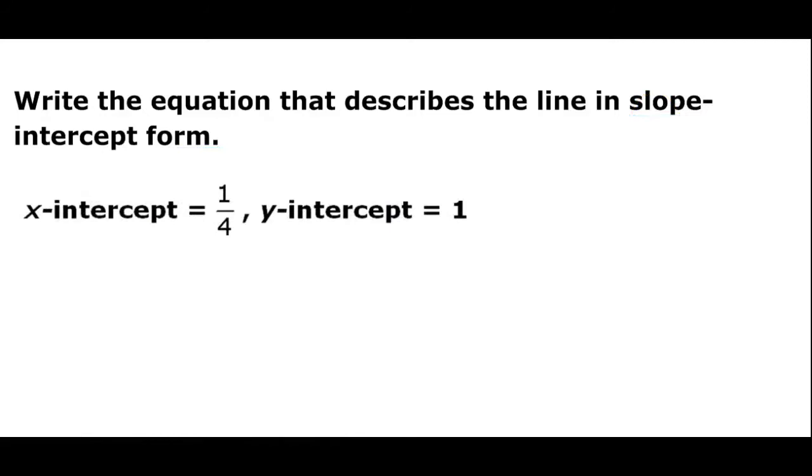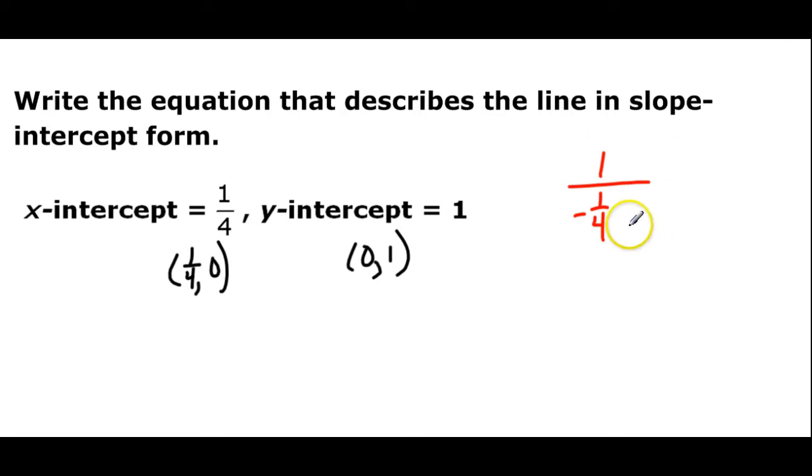same value. Okay? Again, remember, this is just a sneaky way of writing 1/4, 0. And this is a sneaky way of writing 0, 1. So I can find the slope. The slope is going to be 1 minus 0, which is 1, over 0 minus 1/4, which is negative 1/4. This is a little tricky for people.